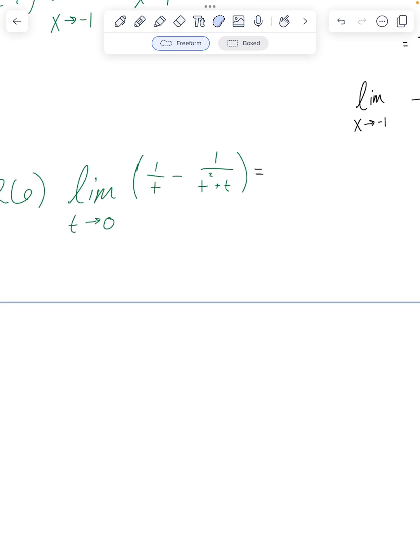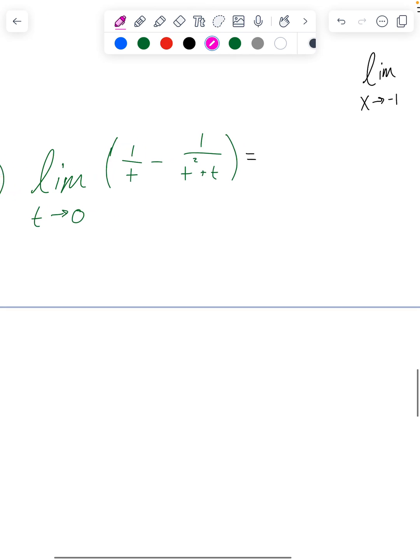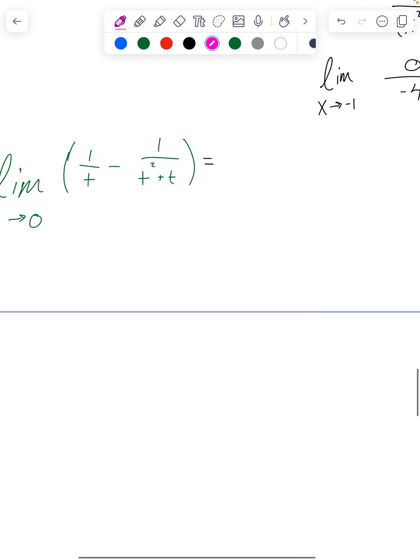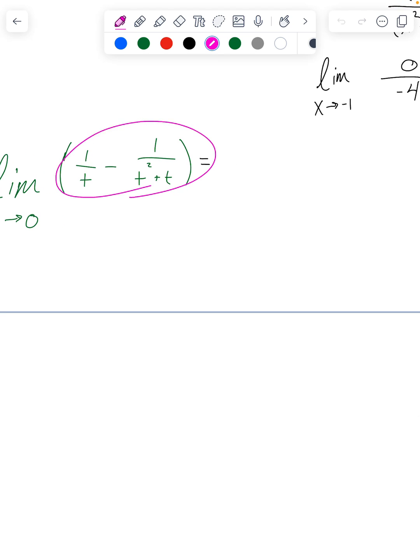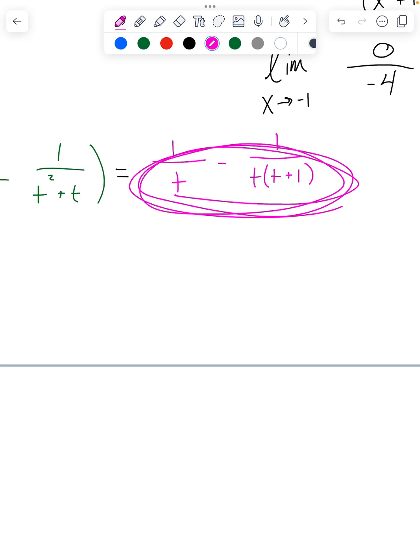All right, I've got the limit of 1 over t minus 1 over t squared plus t as t approaches 0. So I've got two different issues there. But let me see what I can do. I've got 1 over t minus, now let me factor out a t. When in doubt, see if you can factor out t plus 1. I can see that these are pretty close to being similar.